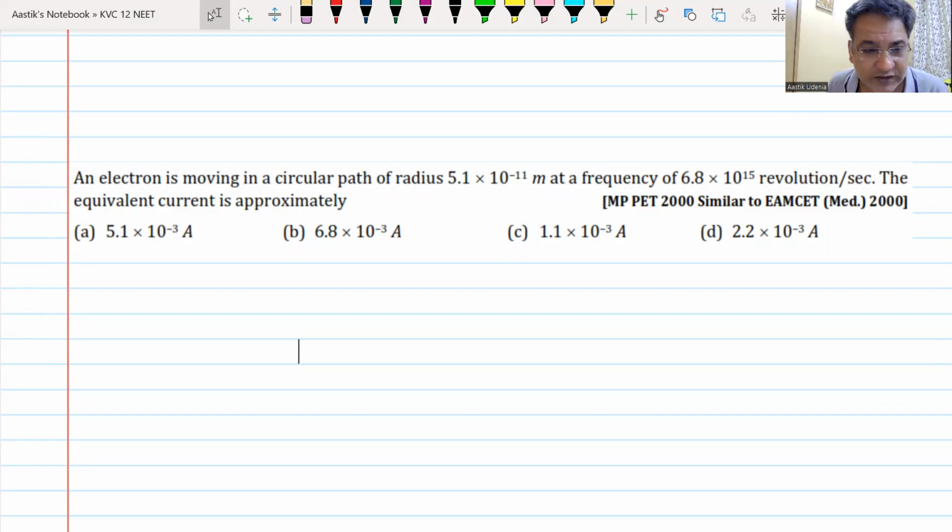An electron is moving in a circular path of radius 1.5 into 10 raised to the power minus 11 meters. Radius is given. Frequency of 6.8 into 10 raised to the power 15 revolutions per second. The current is how much?